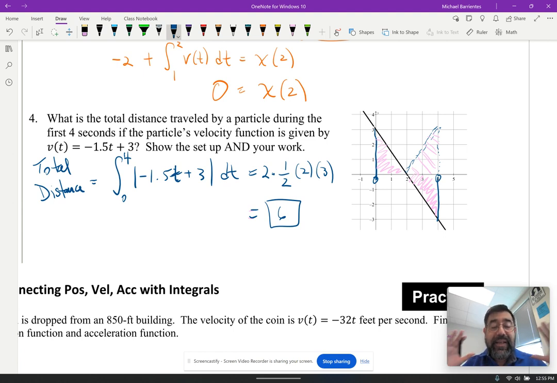Again, let's keep those big ideas in our heads. If I want to go backwards from acceleration to the velocity, take the antiderivative or integral. If I want to go from velocity to position, take the antiderivative. But also, when I'm taking the integral of velocity, that gives me displacement. Taking the integral of the absolute value of velocity, that gives me total distance. And that's what we were looking for on number 4.